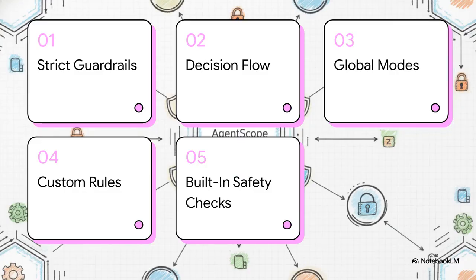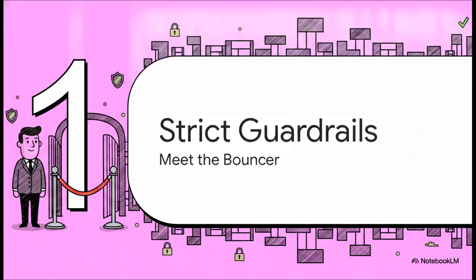We've got 1. AI agents need strict guardrails. 2. The permission engine decision flow. 3. Choosing your global mode. 4. Writing custom permission rules. And 5. Built-in safety checks. Let's jump right in. Section 1.